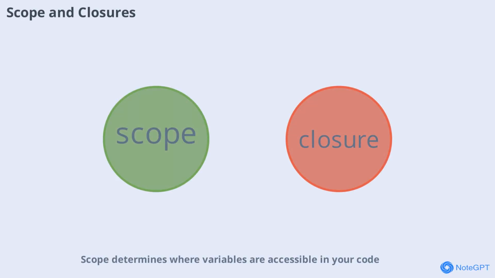Scope determines where variables are accessible in your code. JavaScript has function scope and block scope depending on how variables are declared. Closures are a powerful feature that allow functions to remember variables from their outer scope. Understanding scope and closures is key to writing advanced JavaScript and avoiding common bugs. We'll break down these concepts with clear examples.